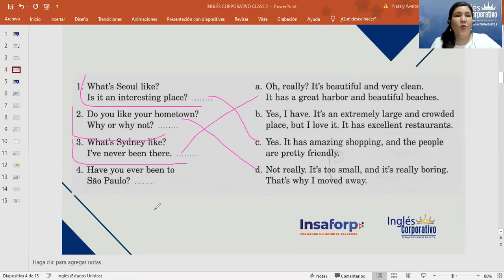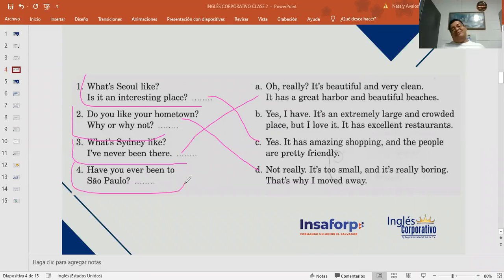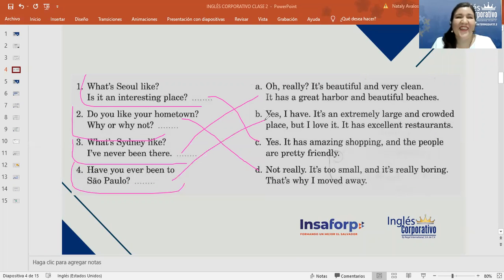And what is the option for the last one? Have you ever been to Sao Paulo? How did you know? Very good job. Have you ever been to Sao Paulo? And it says, yes, I have. It's an extremely large and crowded place, but I love it.